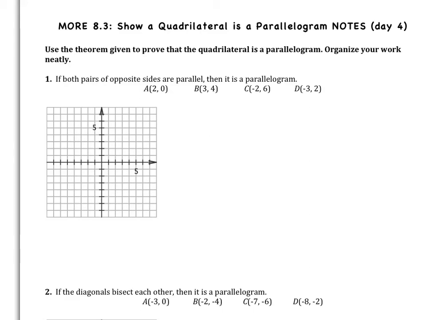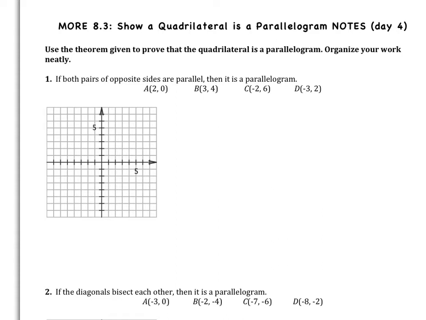Welcome to the second day of Section 3, which is Show a Quadrilateral is a Parallelogram. Today we're going to be using the 6 main properties of parallelograms to prove that a given quadrilateral is a parallelogram. So far we've done this only using one way, by showing that the opposite sides are parallel. We're also going to show 3 other methods today.